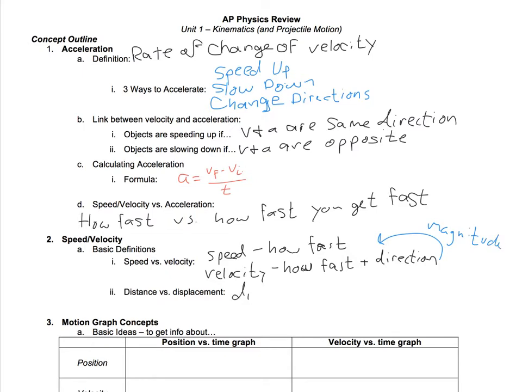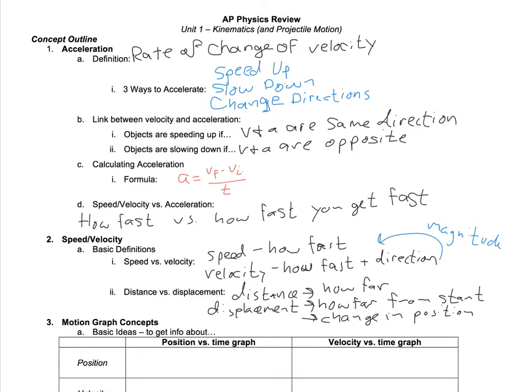The other distinction we need to make is between distance and displacement. Distance is how far an object travels, whereas displacement is how far it is from where it started, or the change in position. And the classic example we used for this was if you run around a track one time, your distance is 400 meters, but your displacement is 0 because you're back to where you started.